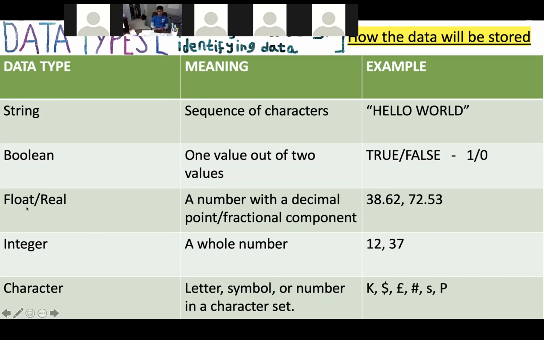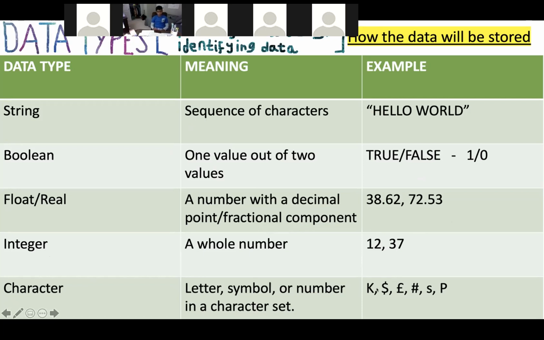So a float or a real is a number with a decimal point fractional component, and this can be 38.62 or 72.53. This is similar to a double in Java. Okay, let me carry on. Integer. Integer is a whole number like 12, 37, 88, 69, 41, 31. And a character is a letter, symbol, or number in a character set.